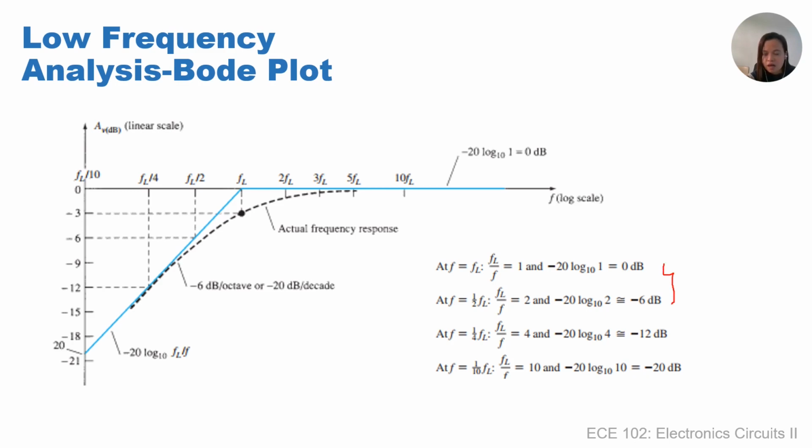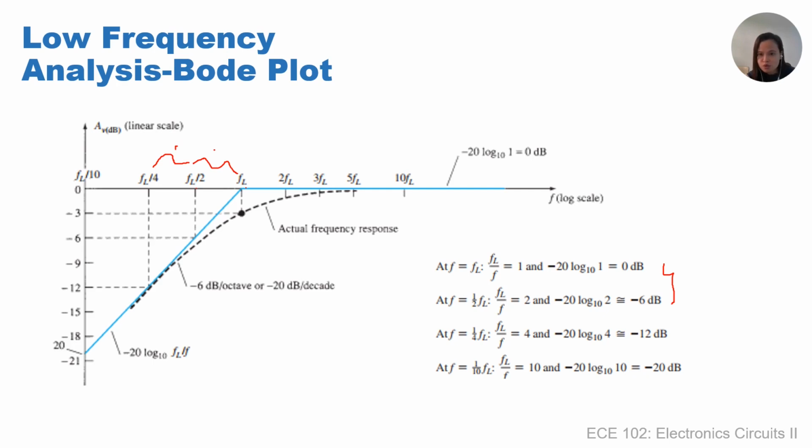This factor is called 1 octave. So from FL to this one is 1 octave. And this one also is 1 octave. So the difference in dB in 1 octave is equivalent to negative 6 dB.